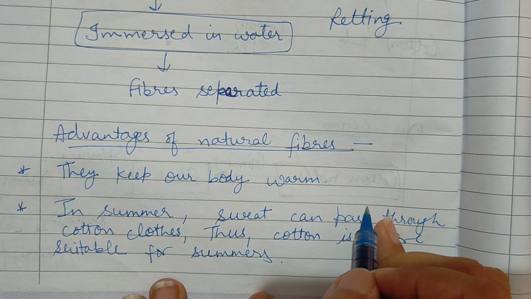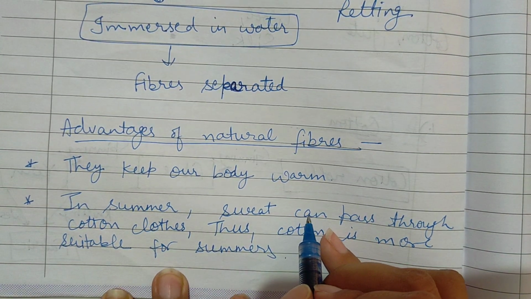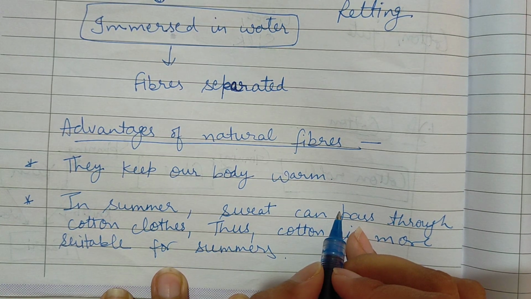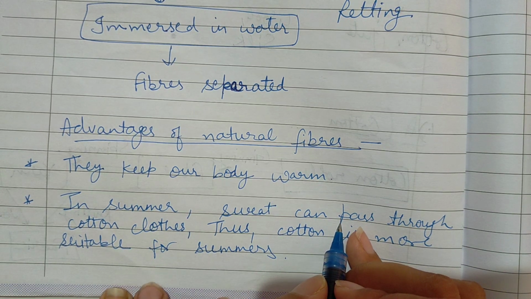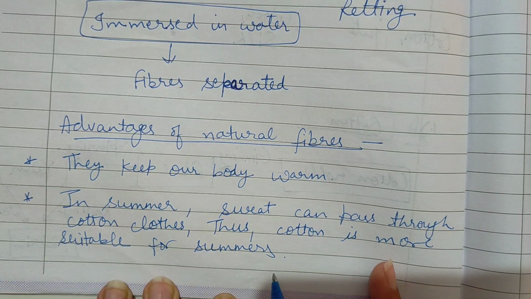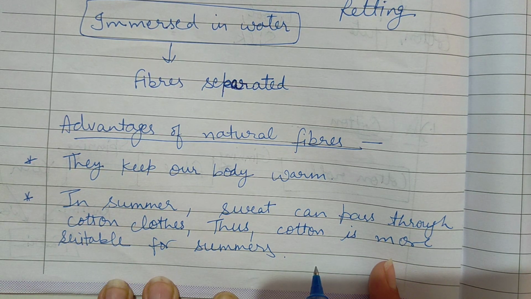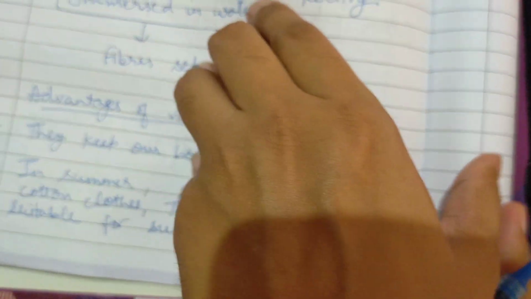Then comes advantages of natural fibers. They keep our body warm, like wool. Wool is a natural fiber. It can be used in winters to keep our body warm. In summer, sweat can pass through cotton cloths. This cotton is more suitable for summers. And cotton is also a natural fiber which is mainly used in summers because it keeps our body cool. It is more suitable for summers.